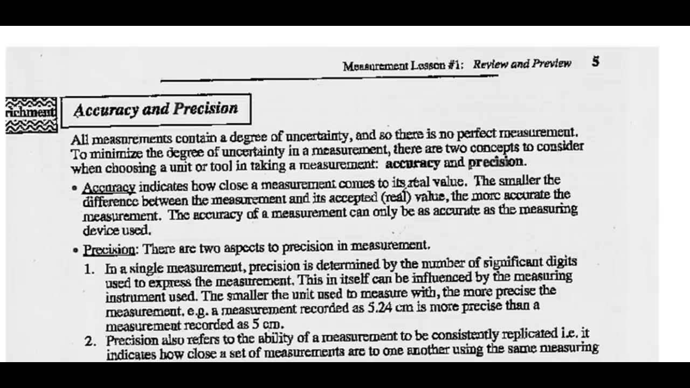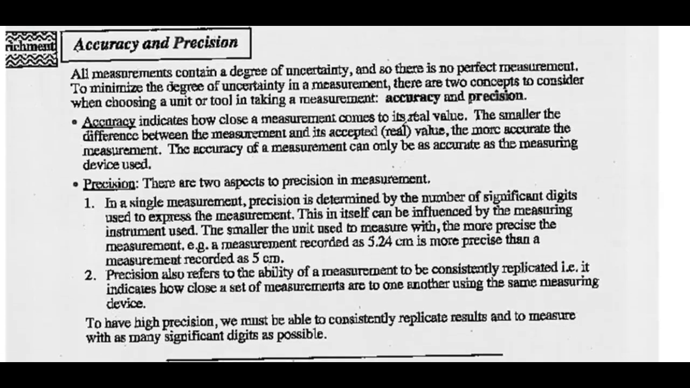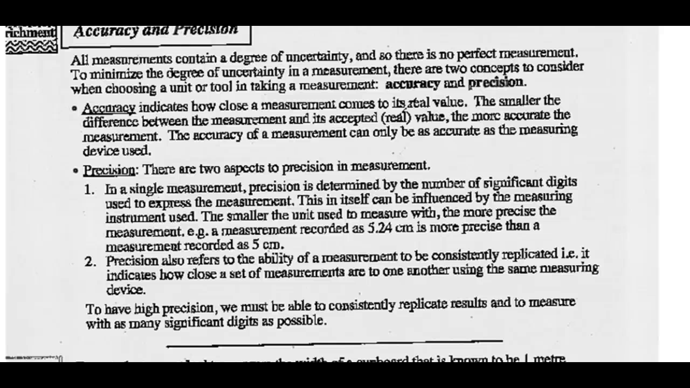And let's quickly look at accuracy and precision. All measurements contain a degree of uncertainty, and so there is no perfect measurement. To minimize this degree of uncertainty in a measurement, there are two concepts to consider when choosing a unit or a tool in taking a measurement. Those two concepts are accuracy and precision. So they're two slightly different things.